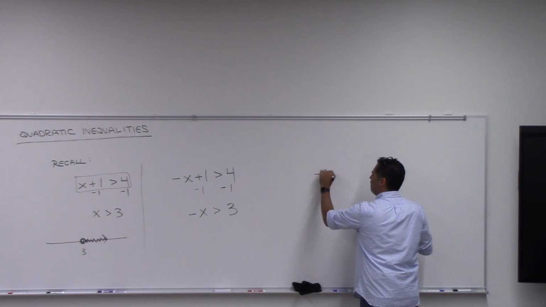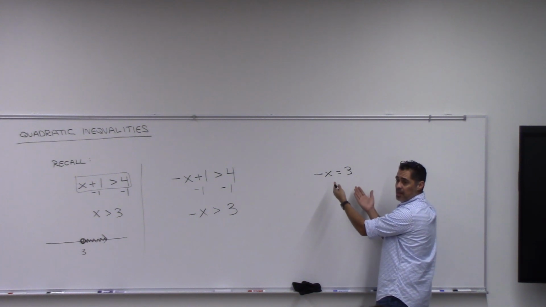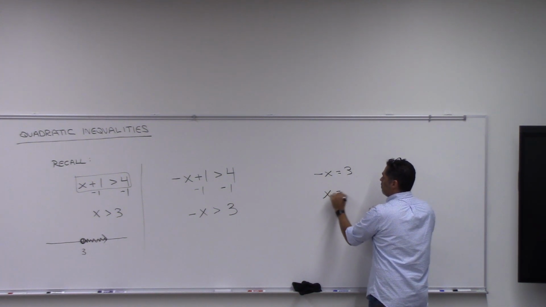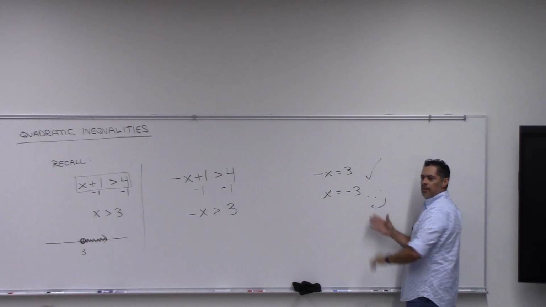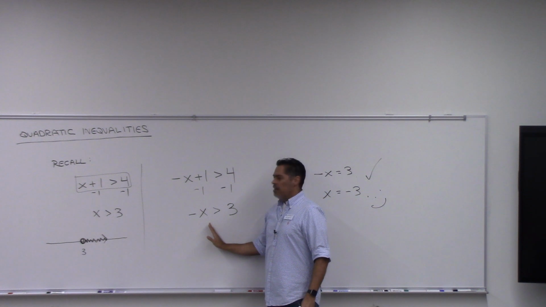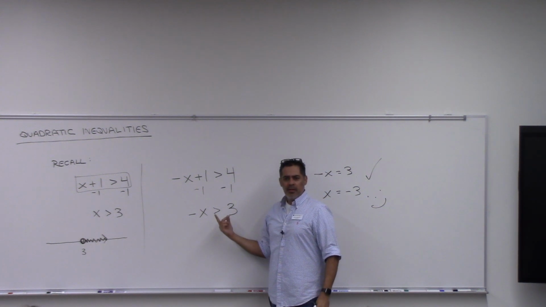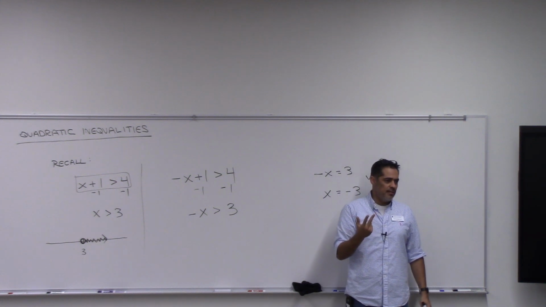Like if this was negative x equals 3, right? We would just divide both sides by -1 or multiply both sides by -1, and you turn this into x equals -3, right? Everyone, this is all good. Everyone's happy here, right? But I saw you raise your hand in the corner. What's wrong? You have to flip the sign. If you divide both sides by a negative here, you have to flip the sign.